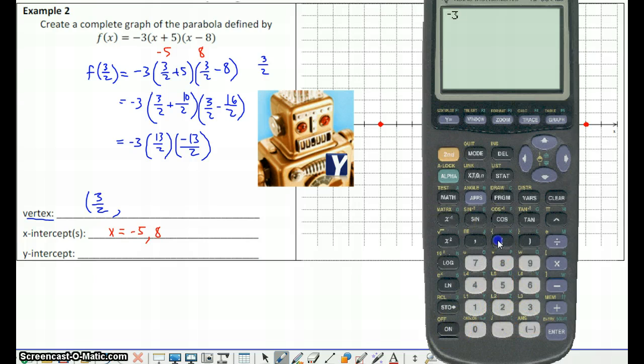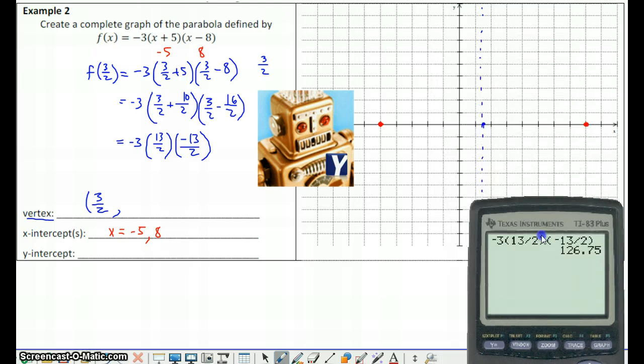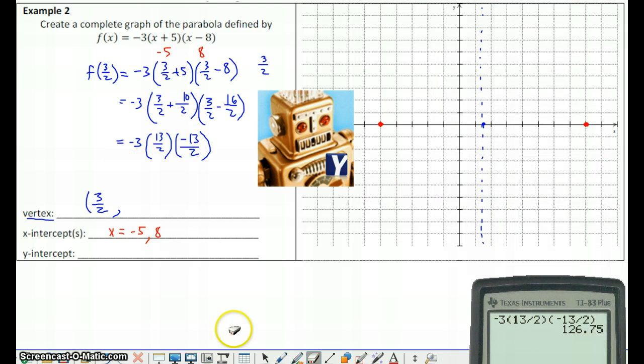So -3 times 13/2 times -13/2 gives me about 126.75. So as you can see, the vertex is going to be pretty far above our graph, and it should open down because of the negative coefficient in front.